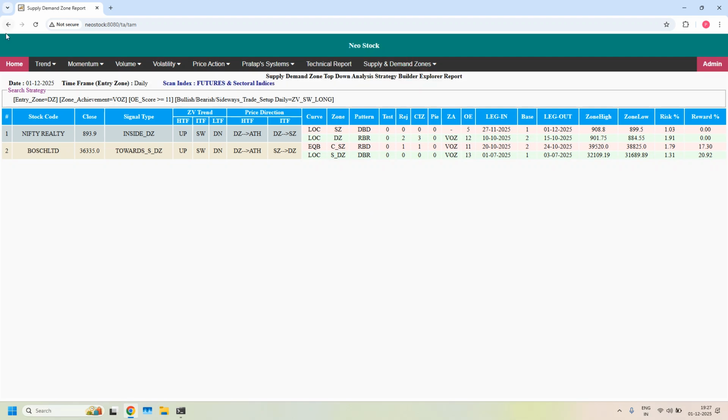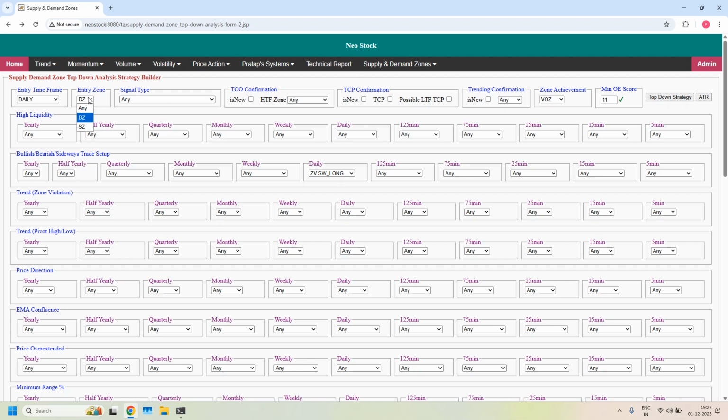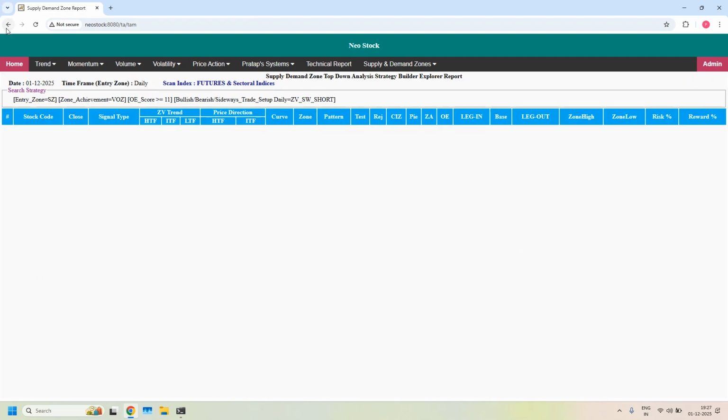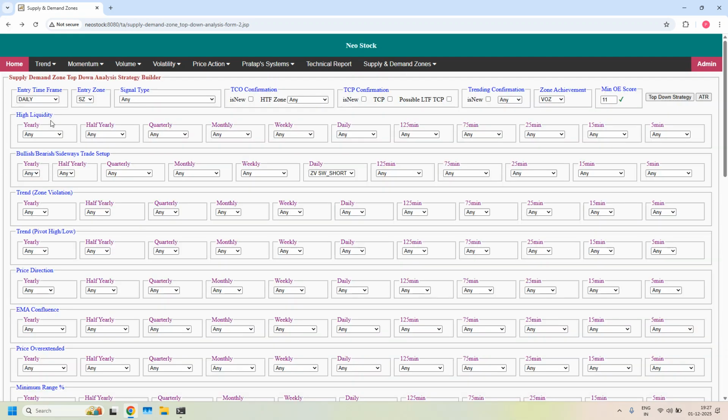Okay, next sideways short trade setup for monthly income trade. Changes are daily supply zone, and here sideways short trade setup. No stocks are available. Next, bullish trade setup for monthly income trade. Entry time frame zones are daily demand zone, and here I am selecting bullish, and the minimum odd enhancer score for bullish or bearish should be 12.